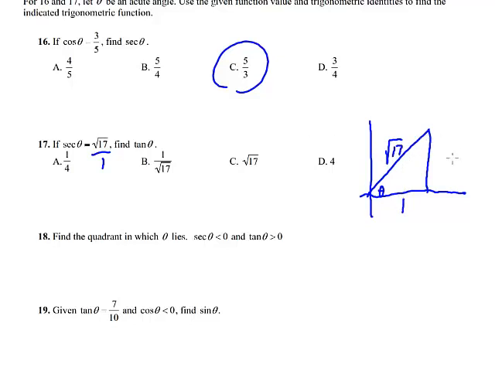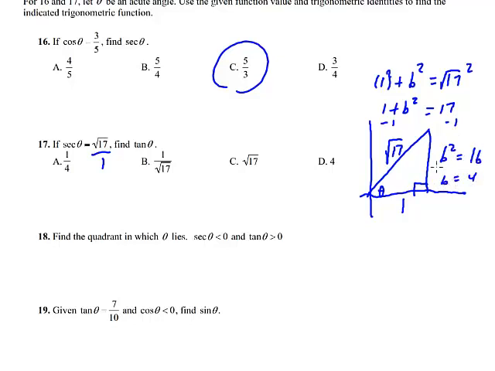And then I want tangent, but I need this side here. If I don't have that side, I can use the Pythagorean theorem. I have a squared plus b squared is equal to root 17 squared. Well, this is 1, and this is 17. Subtract 1 from both sides. I get b squared is equal to 16, so b has to equal 4. Okay, so that means the tangent is 4 over 1, opposite over adjacent.